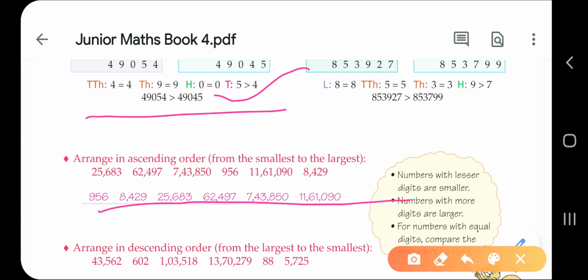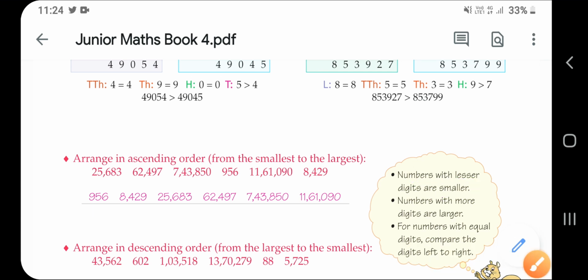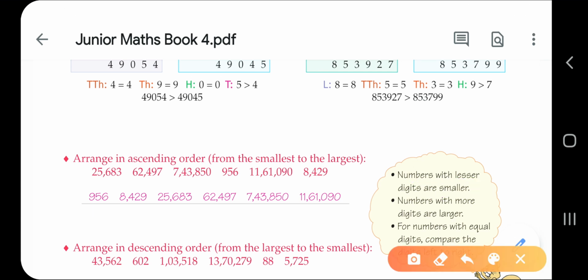Okay, so let's read this: numbers with lesser digits are smaller. I'm showing you by example. Suppose this is 329 and this is 4. Okay, and one more number on this side, and that is 923.